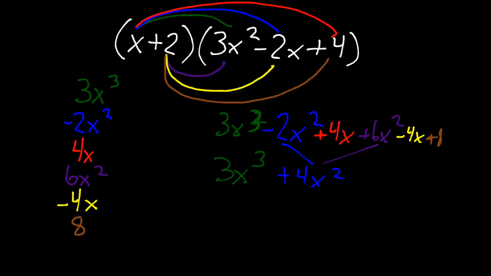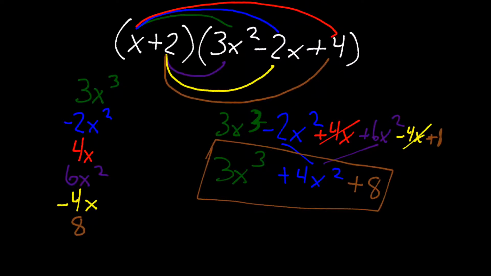Now I've got a 4x and a minus 4x. Now this is kind of a rare occurrence because 4x plus negative 4x is 0. So these actually cancel each other out, and they will not be a part of our final answer. That doesn't always happen, but today it did. So lastly, we just have plus 8. And this is the answer to our binomial times a trinomial: 3x cubed plus 4x squared plus 8.